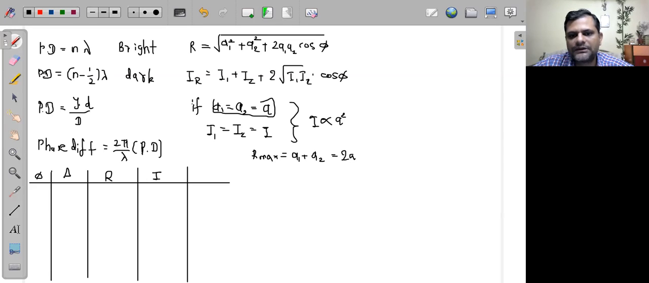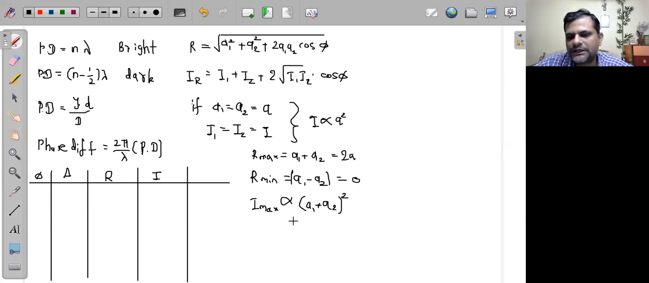If this is the case, then it becomes 2A. And R min, meaning the minimum amplitude in case of an interference pattern, happens to be mod of A1 minus A2, obviously mod because we don't know whichever is greater, and that will be equal to 0 in case when the two amplitudes are equal. And the maximum intensity I max is proportional to A1 plus A2 whole square.